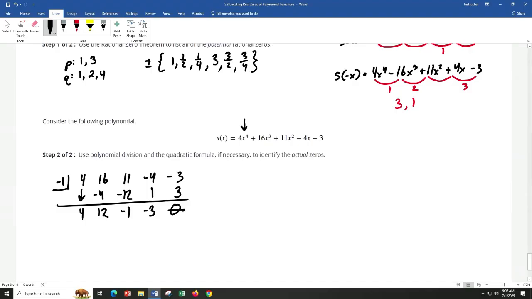Now we're going to rewrite. First off, if I had x minus 1, what was its factored form? x plus 1. Exactly. So I'm going to write this over here, x plus 1. Come over here, notice everything's dropping by a power now. I have 4x to the third plus 12x squared minus x minus 3.